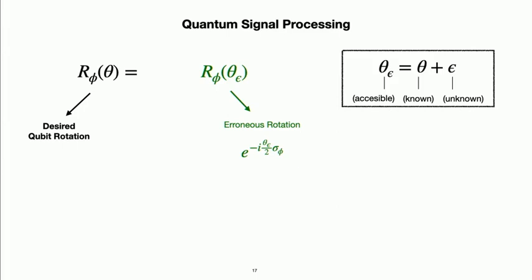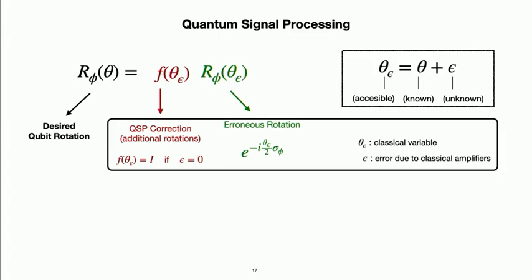So what QSP does is it gives you the most optimal pulse in the form of additional qubit rotations to cancel this error without even the knowledge of epsilon. So if there was no error, that is epsilon was 0, these additional rotations would just give you identity operation. If epsilon was non-zero, then it would apply an effective minus epsilon rotation along the same axis phi. So here, my theta variable is classical, and my epsilon are basically errors due to classical amplifiers, classical faults.